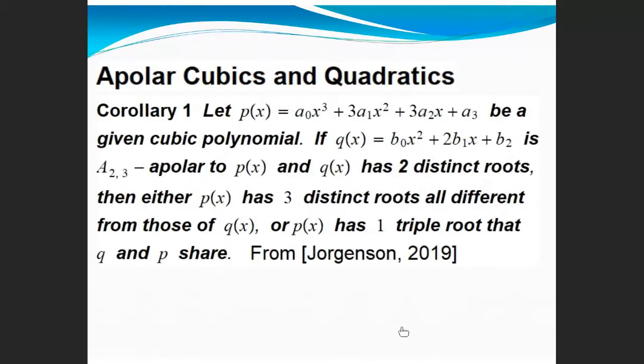That leads to a corollary: if P is a cubic and Q is a quadratic and they're apolar, and Q has 2 distinct roots, as in our example, then either P has 3 distinct roots, all different from those of Q, like the example we saw, or P has 1 triple root that Q and P share.